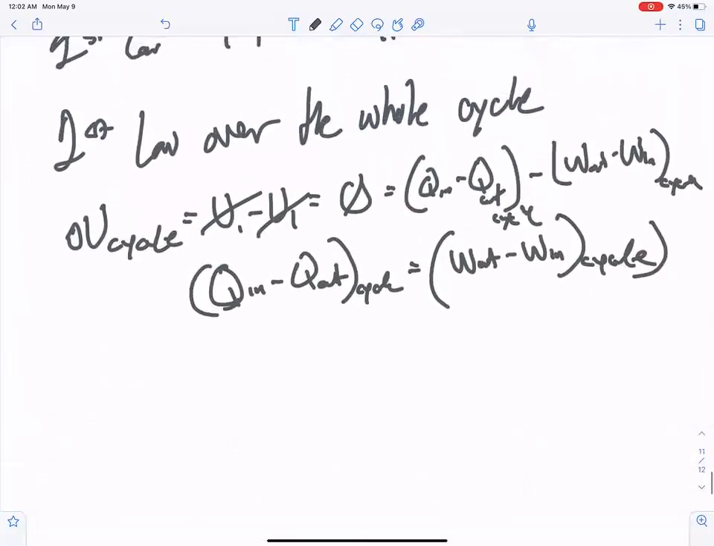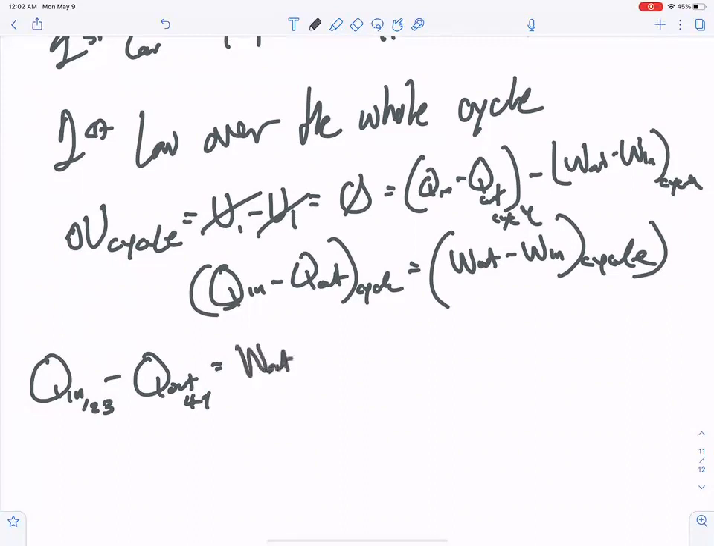So the net work has a few different terms. Q in would be only from 2 to 3. Q out would be only from 4 to 1. But the work out, there's a work out from the combustion from 2 to 3, the boundary moves. So it's getting heat and it's expanding, so there's some work out. Then there's another work out from 3 to 4. So those are two different work out terms that should be accounted for.